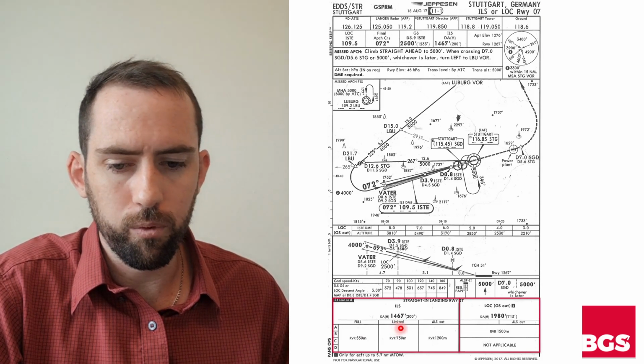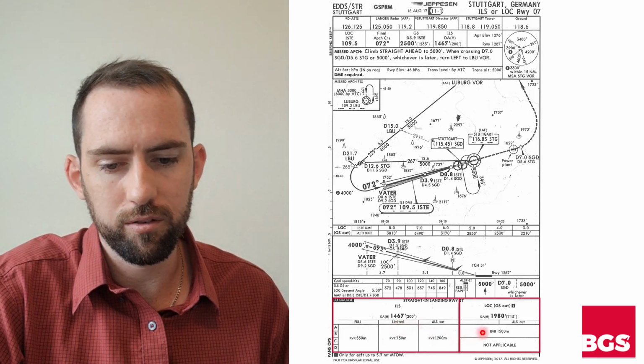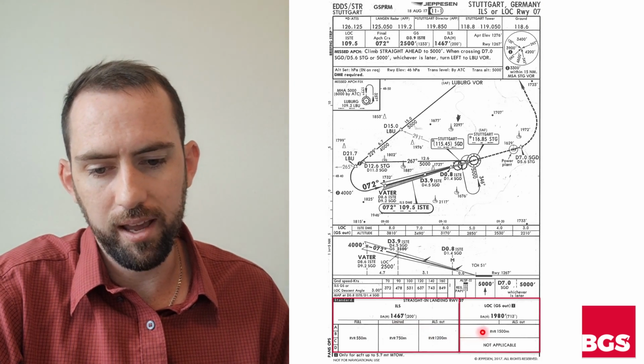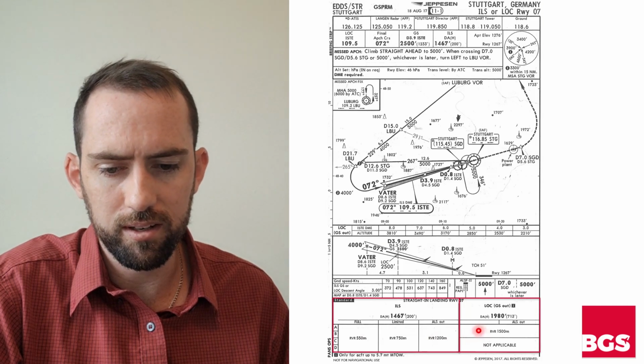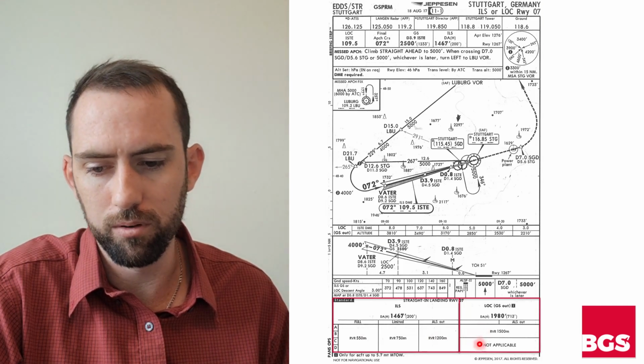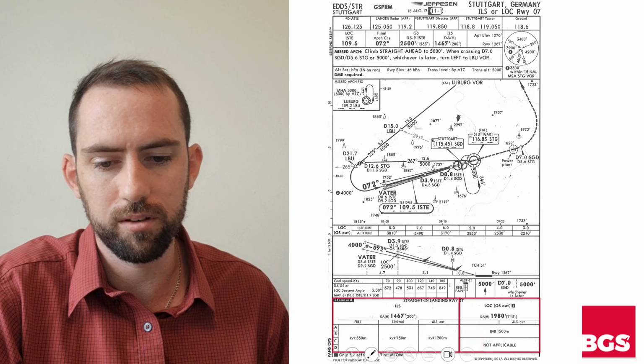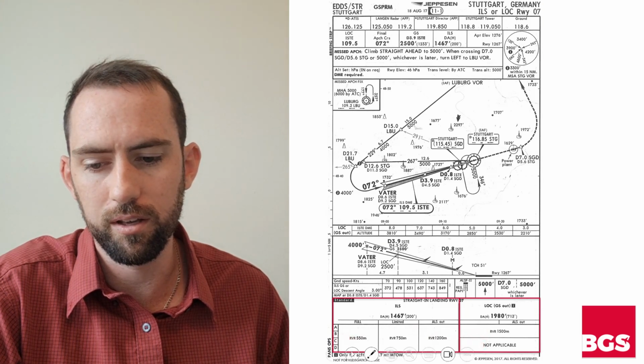And on the right hand side here, if we're talking about the localizer approach, for CAT A and B, your RVR is 1,500 meters, and then you can see down here it's not applicable for CAT C and D, which has got something to do with this little note that I read here earlier.